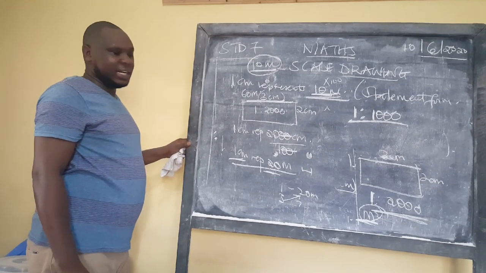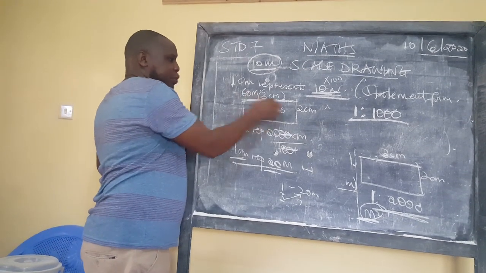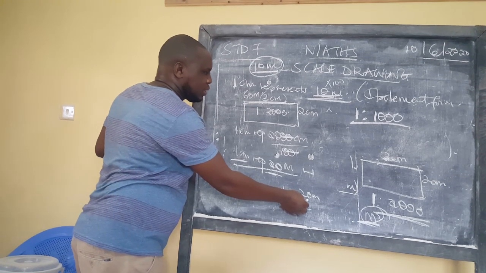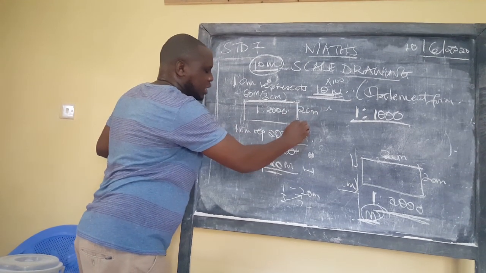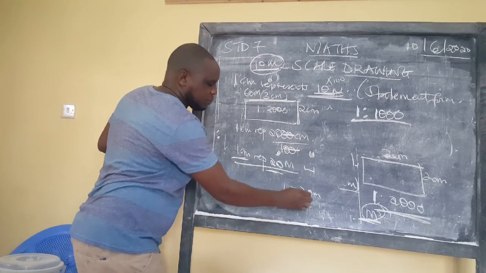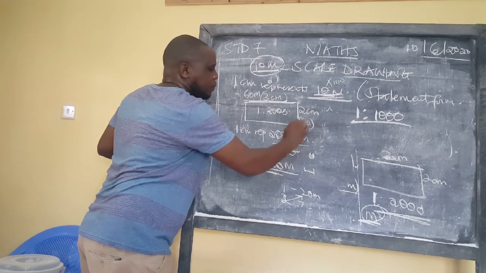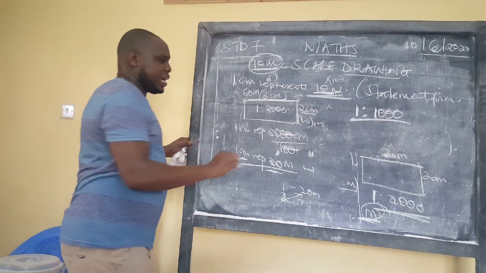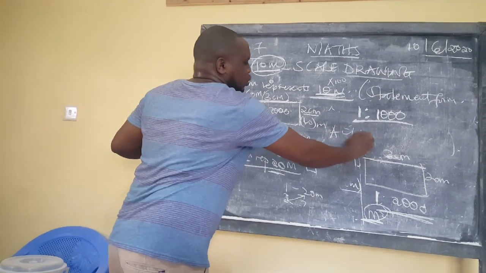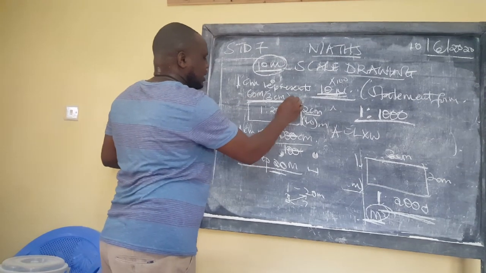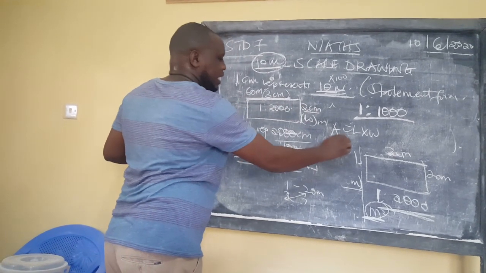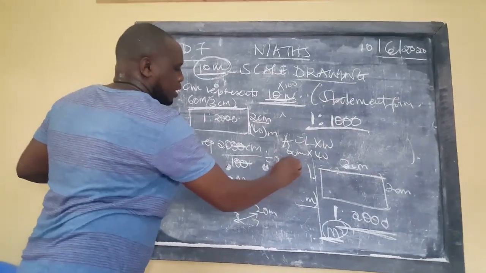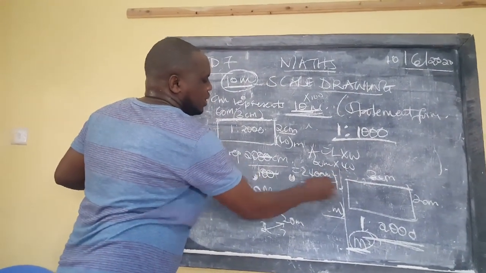Can you see that, Lana? Whenever you change, you're also supposed to change here. So if 1 centimeter represents 20 meters, what will these 2 centimeters represent? 2 times 20, which is going to be 40. So here you are not going to work with the centimeters again. You ask about the area. Area will be equal to length times width. Our length is 60 meters, times width, which is 40. And that is going to give you 2400 meters squared.